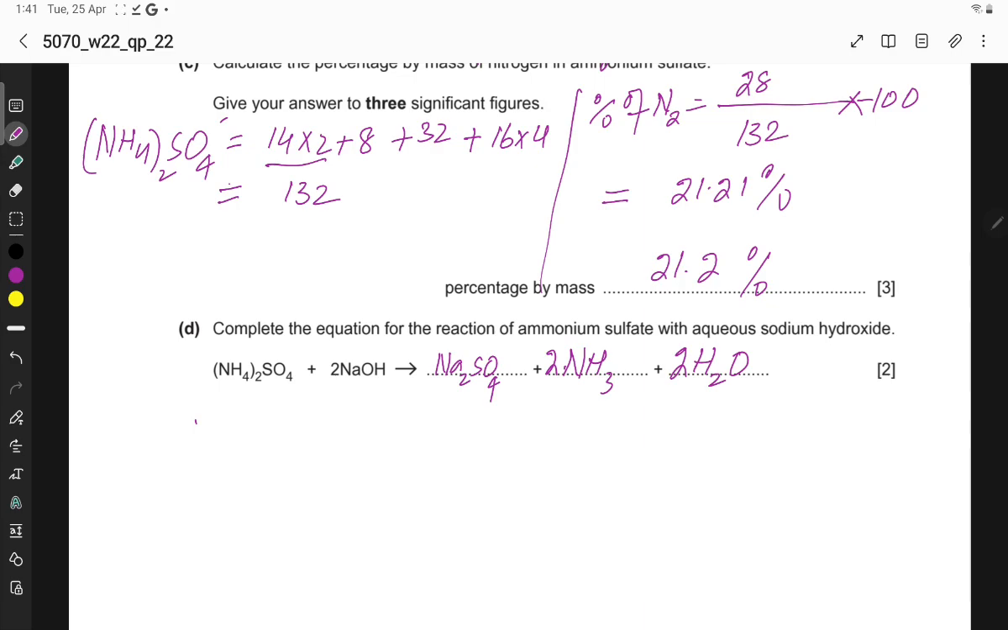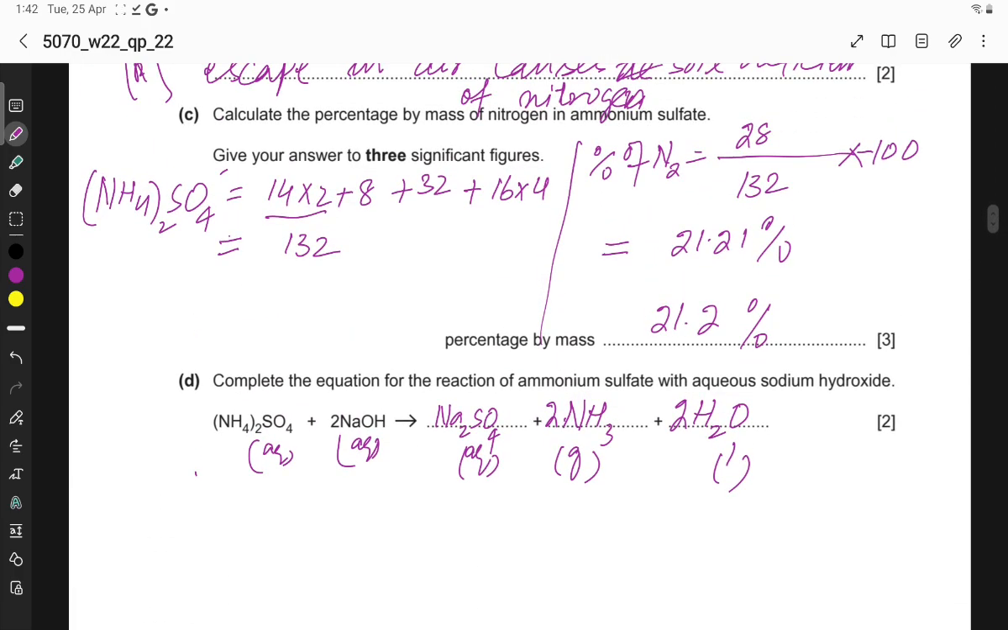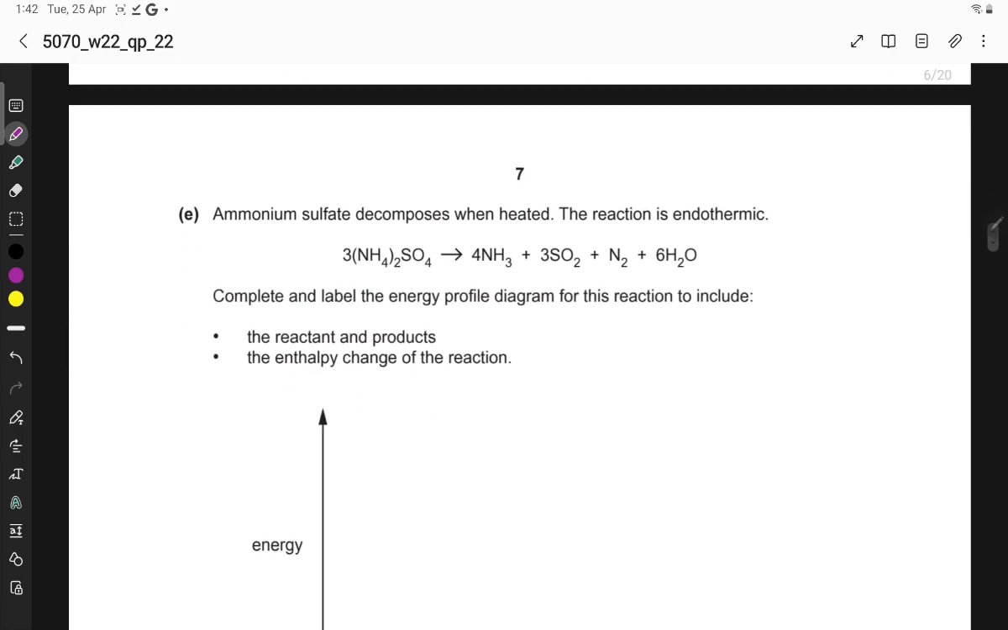So this is the chemical equation, with state symbols: aqueous, gas and liquid. Correct formulas carry 1 mark and balancing carries the 2nd mark. So this is for balancing, and 1 mark for the correct formula of the compound.